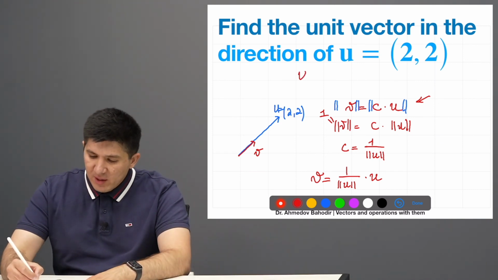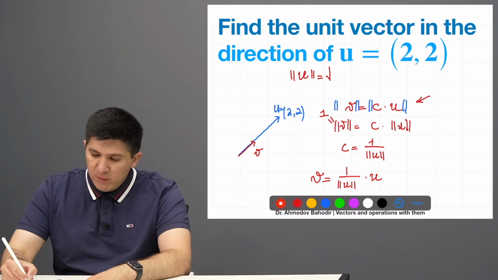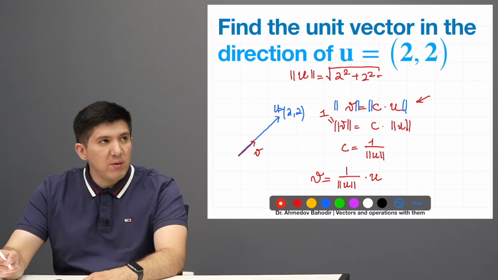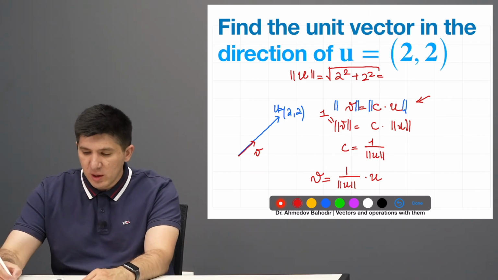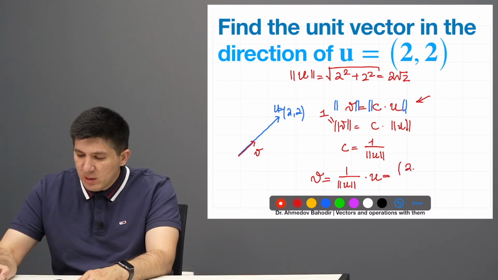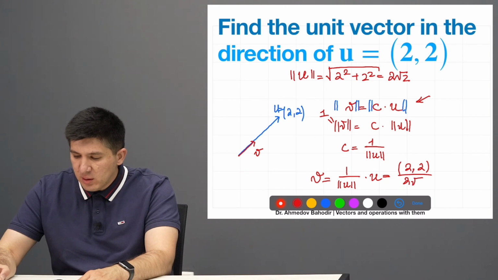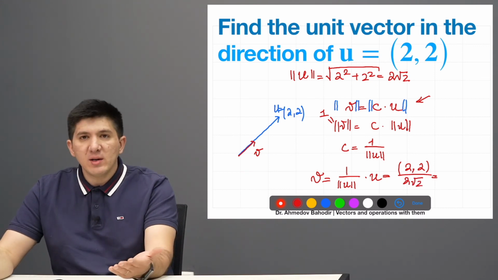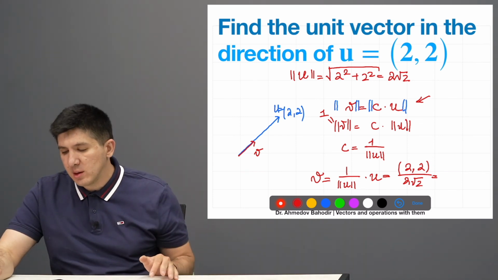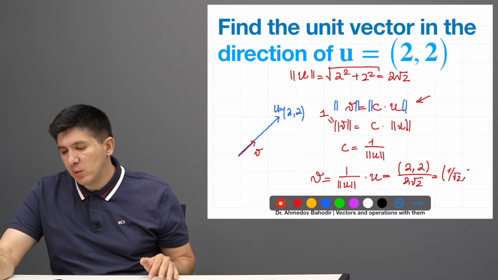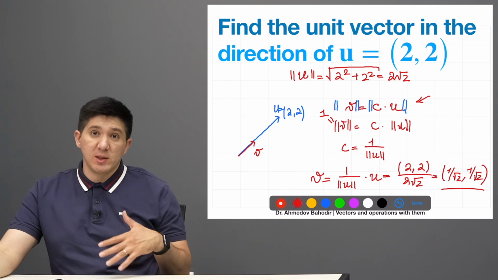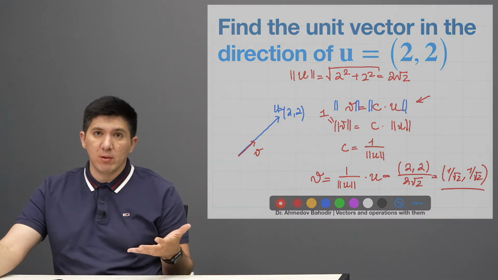The norm of this vector u is equal to the square root of 2 squared plus 2 squared. That's 4 plus 4, the square root of 8, or essentially 2 times the square root of 2. And I just have to divide 2 and 2 by 2 times the square root of 2. I have to divide every component of the vector by this constant. It's going to be 1 divided by the square root of 2 and 1 divided by the square root of 2. That's vector v, which is in the same direction as u but with length equal to 1.